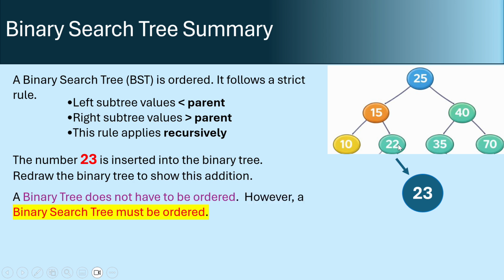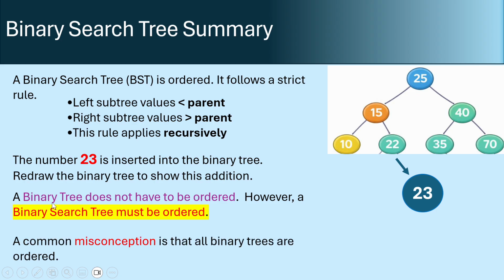Now, a binary tree does not have to be ordered. So if the word search is not in the name, then it doesn't have to be ordered. For a binary search tree, if you see the keyword search, then it must be ordered. So the most common misconception is that if I draw a binary tree, it doesn't have to be ordered. But if it's a binary search tree, it must be ordered.